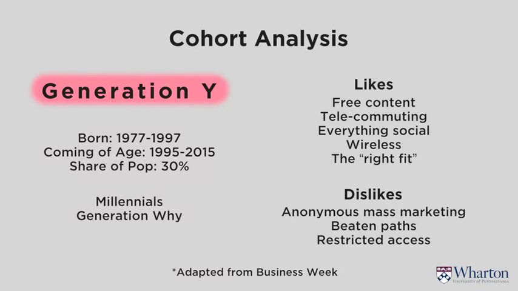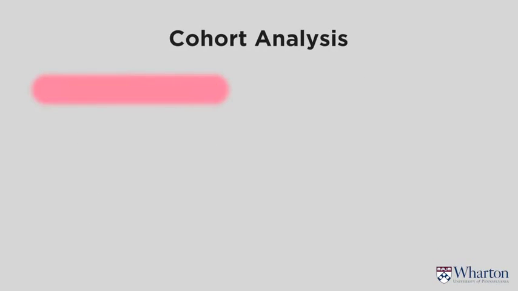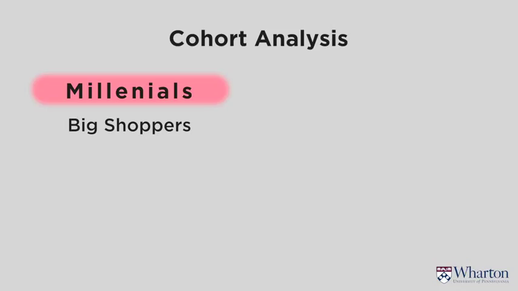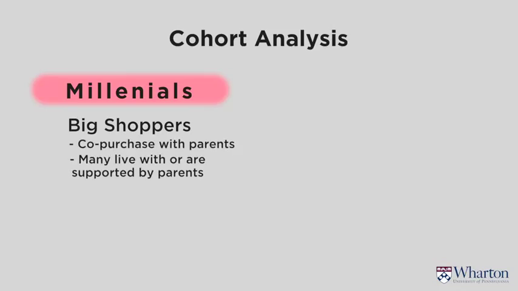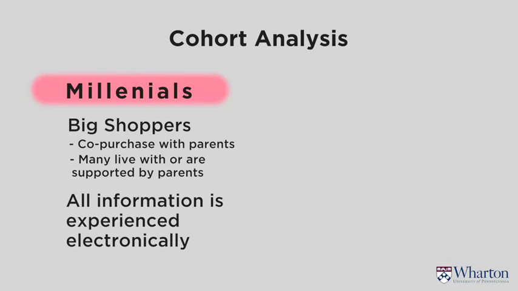They like new, they like different, they like customized. Millennials are big shoppers, but many times they co-purchase with their parents. Some of the millennials still live with them and are supported by their parents. They think about information electronically. They are not readers of paper newspapers. They don't care about print anymore.